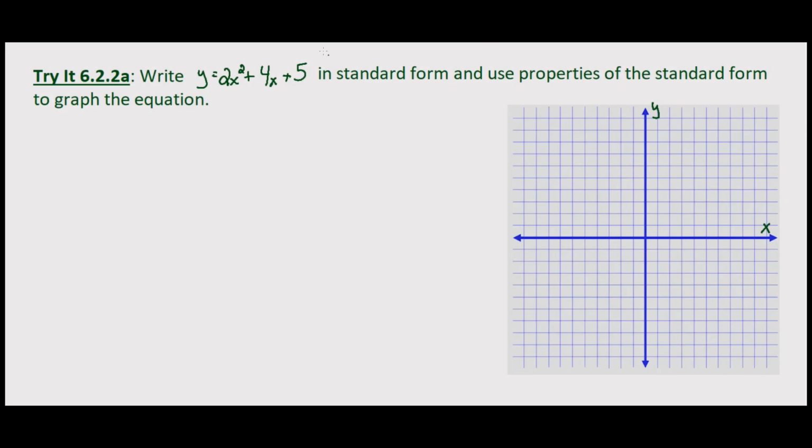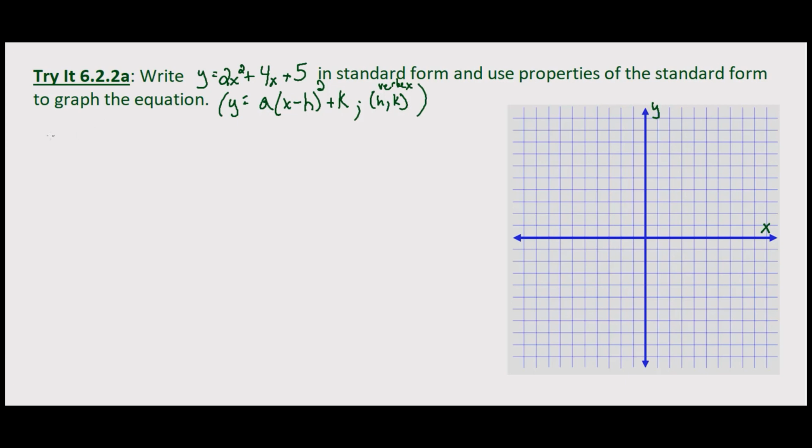So in this problem, we're asked to write y equals 2x squared plus 4x plus 5 in standard form and use properties of the standard form to graph the equation. So just to recap, remember that anytime we have a horizontal shift at least, that standard form is going to be y equals a times (x minus h) squared plus k, where (h, k) is the vertex. So there's our standard form.